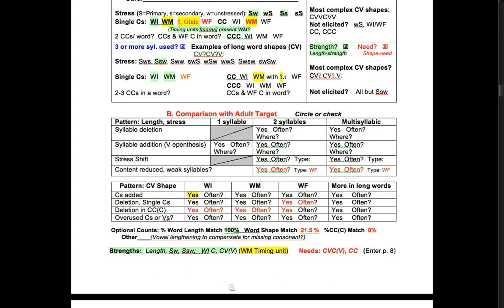And down here, we can summarize the overall strengths and needs of the client for easy access when determining goals and treatment strategies. That's right. We've completed the analysis of Craig's word structure. Thanks, Jeff. On to the next page.